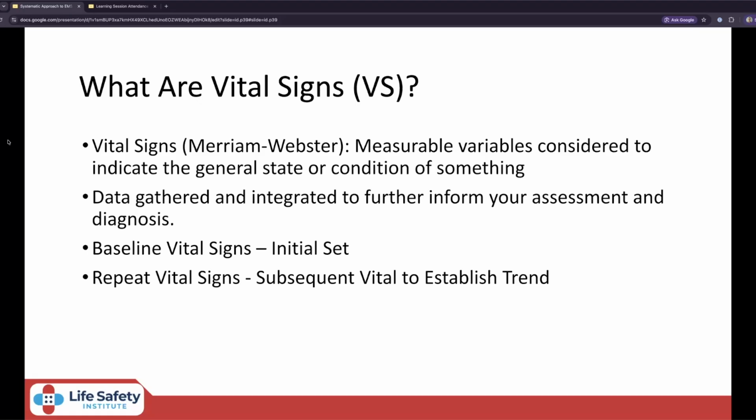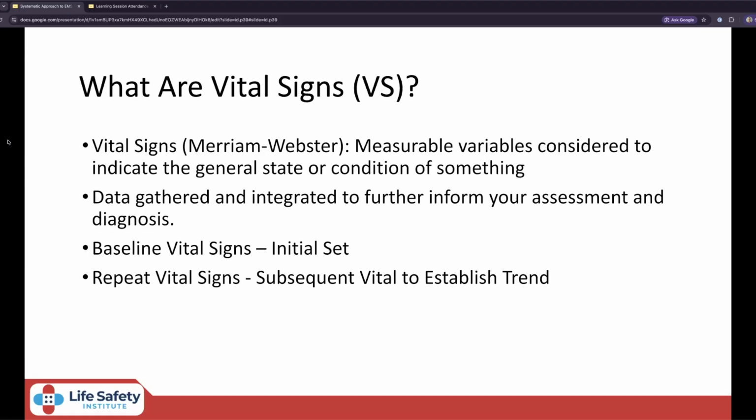By getting an initial set of baseline vitals, that allows us to trend the patient in one of those three directions throughout our patient care, right? Because if you get the patient, you do a quick assessment, you do some treatments, you get them to the hospital, and they're like, okay, did the thing work? Oh, I don't know. What do you mean, right? We need to have something to base this off of.